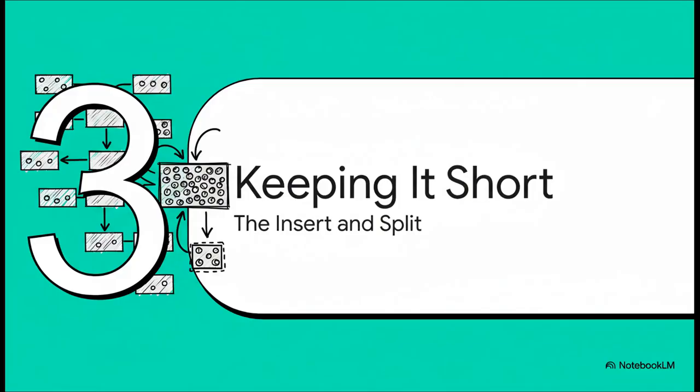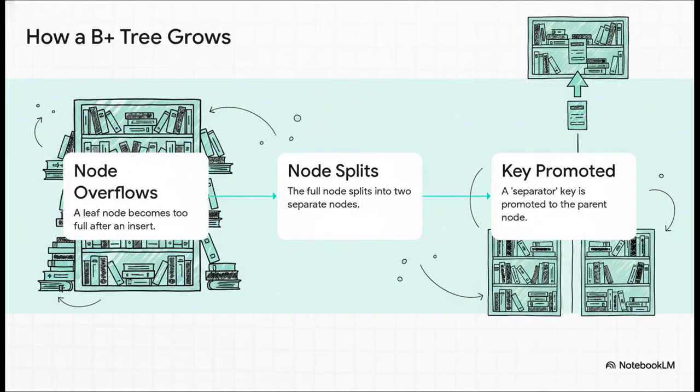Okay, that's great for a static library, but what happens when we start adding more books? How does this whole thing stay so perfectly organized when one of those shelves gets too full? Well, when a shelf gets packed, the system doesn't just try to cram more in. Nope, it does this really elegant three-step split. The shelf splits into two, and then a new label, a separator, gets sent up to the shelf above it to direct traffic between these two new shelves.